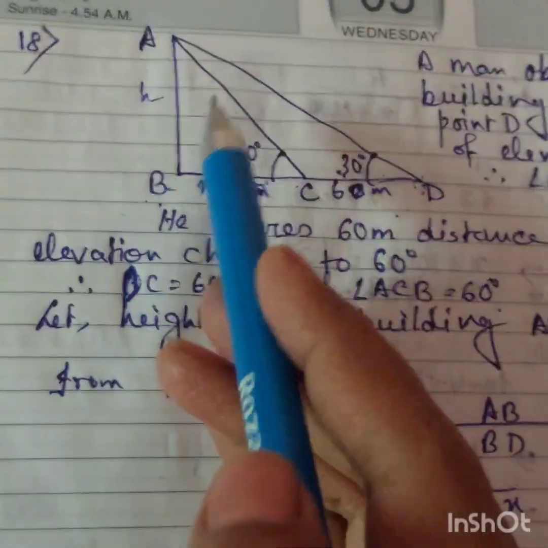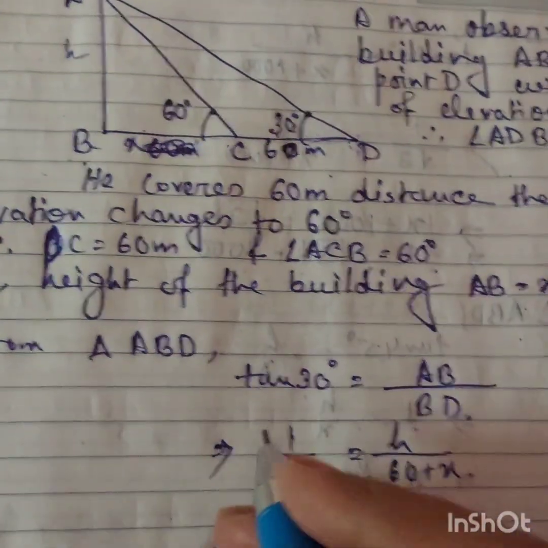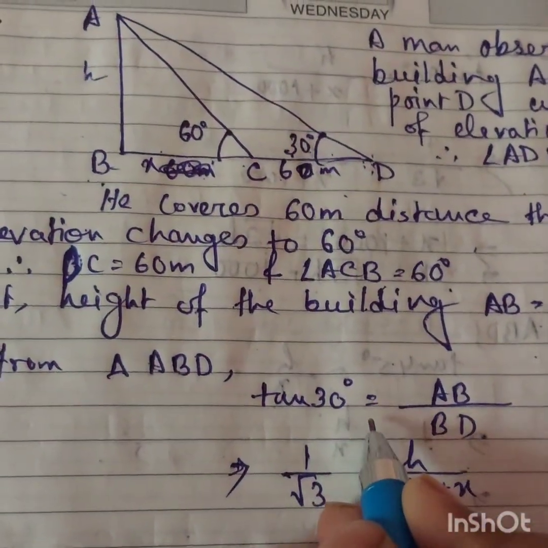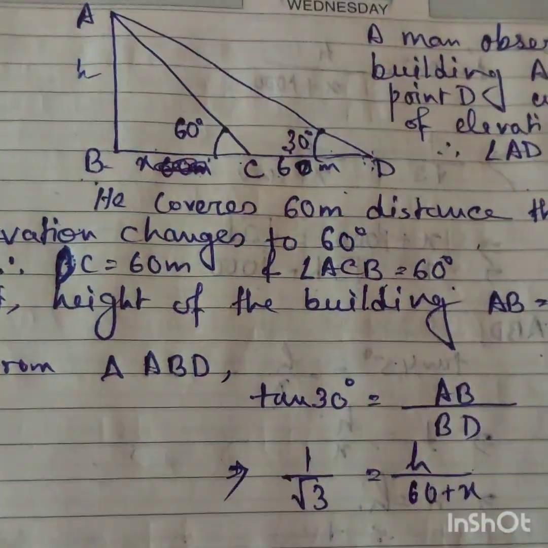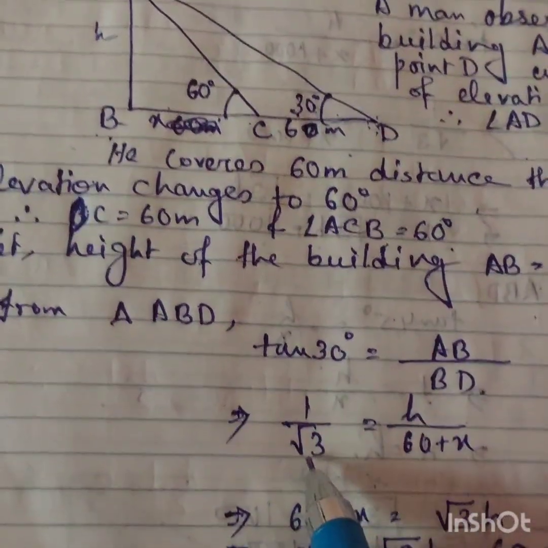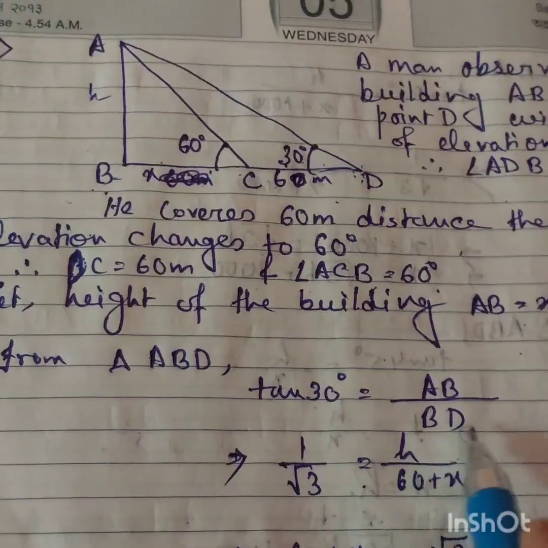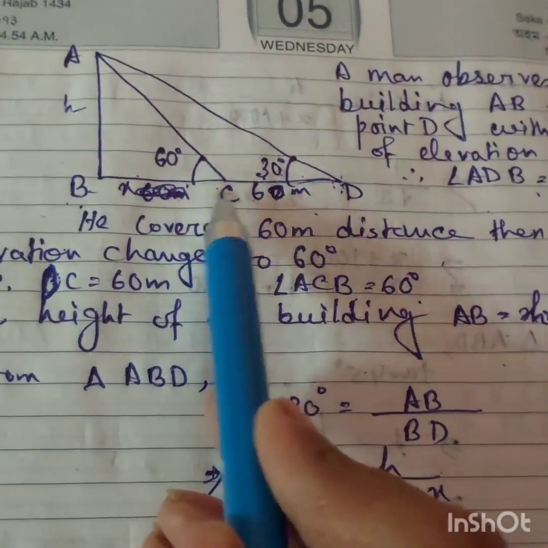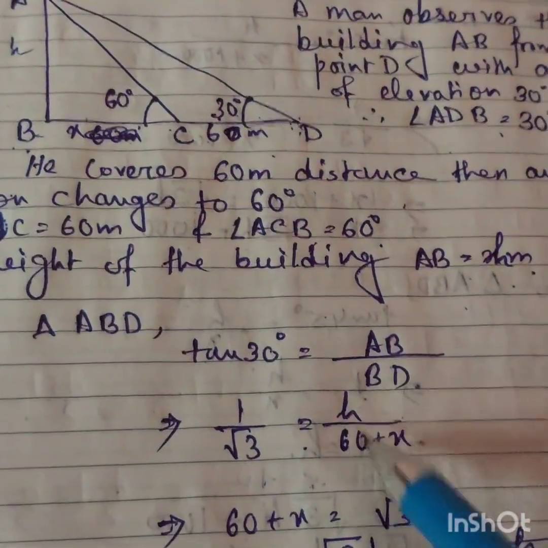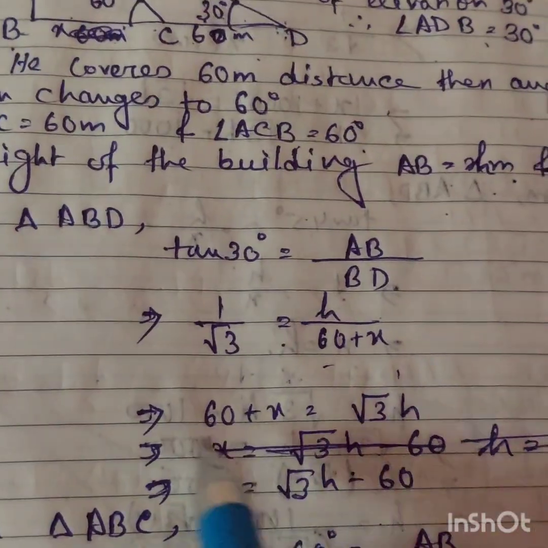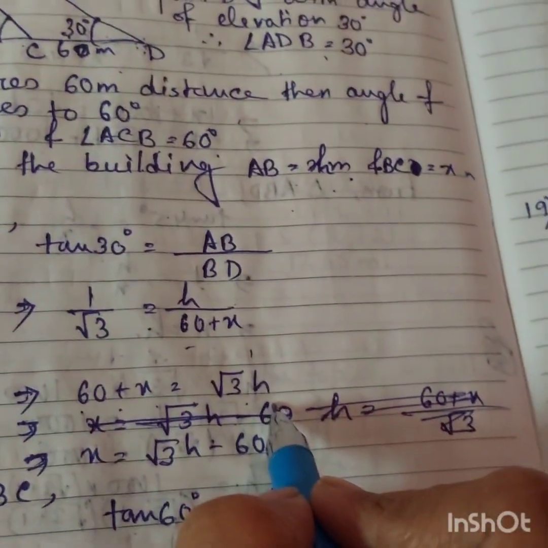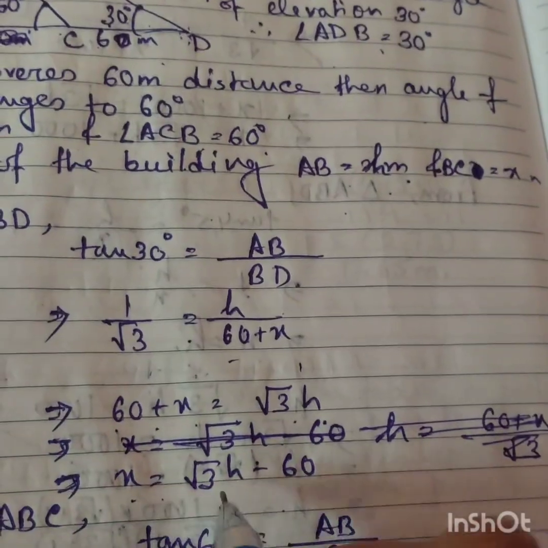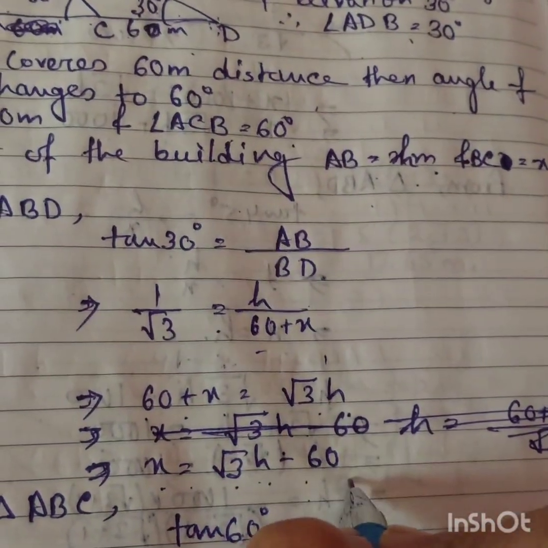Now from triangle ABD, tan 30 degree is equal to perpendicular by base, that is AB by BD. That implies 1 by root 3 is equal to h by BD, which is the sum of BC and CD, that is x plus 60. So that implies 60 plus x is equal to root 3h. Okay, so x is equal to root 3h minus 60.